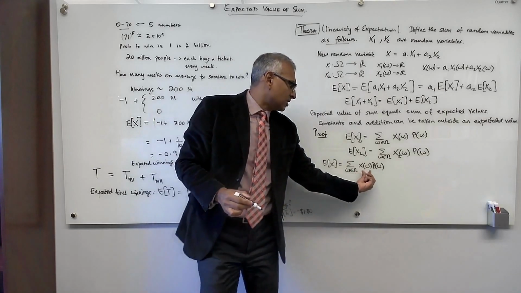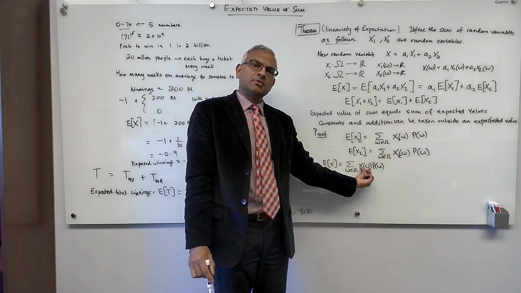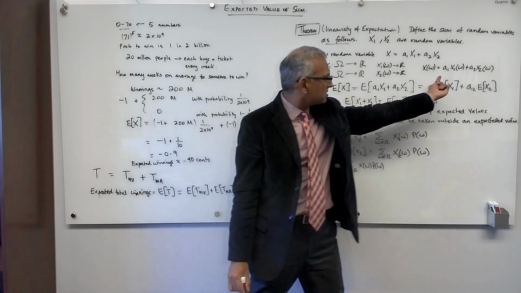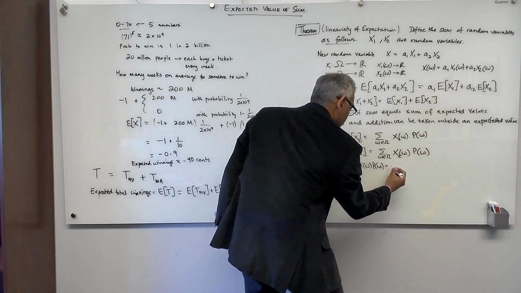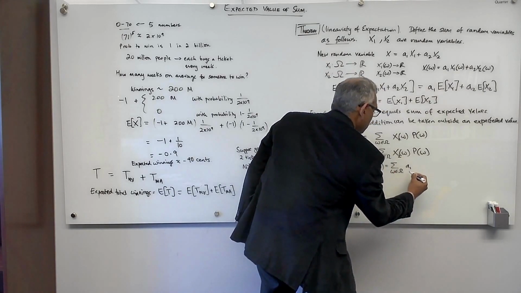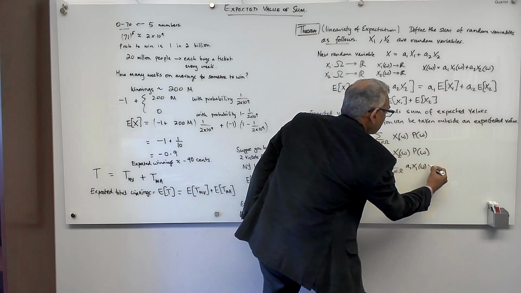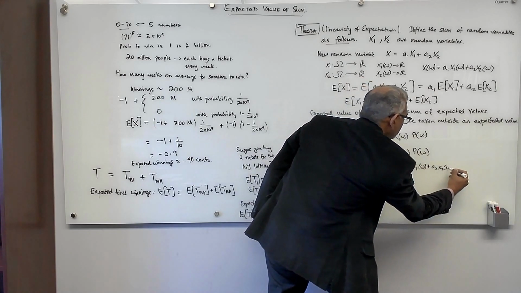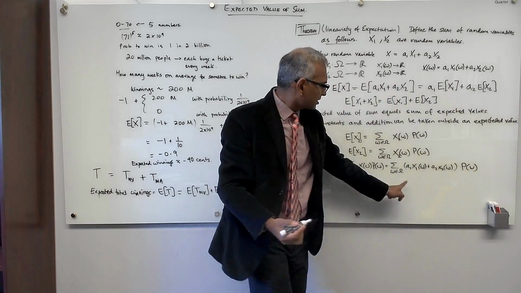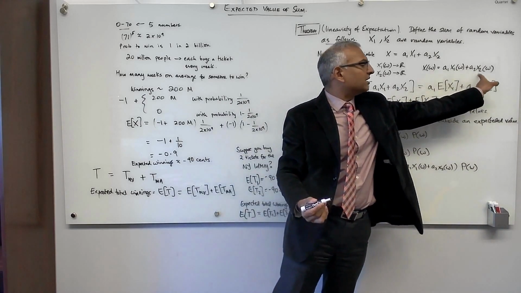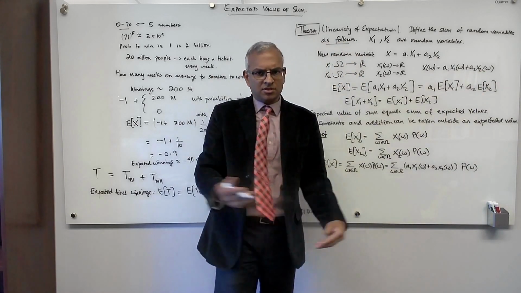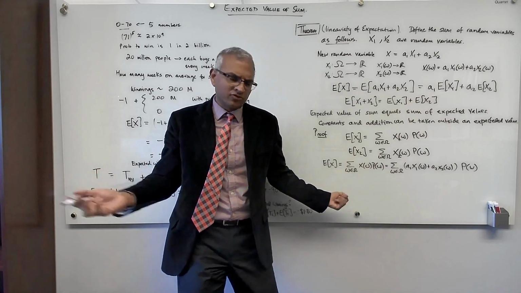Okay, but now this is where the definition of the sum, this function which is the sum, comes into play. So this x of w is this linear combination. So this is equal to the sum over your outcomes of a1 x1 of w plus a2 x2 of w times p of w. Okay? And where's that coming from? X of w, we defined it here. We defined what it meant to be the sum of random variables. Okay, but now it's a straightforward use of the rules for summations.